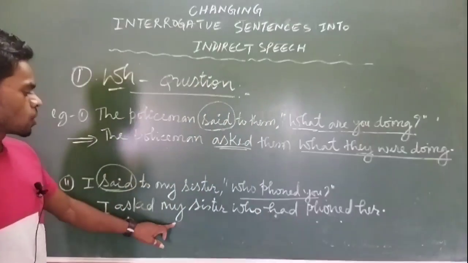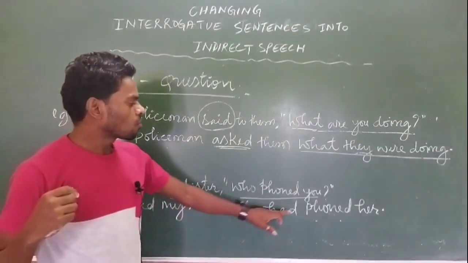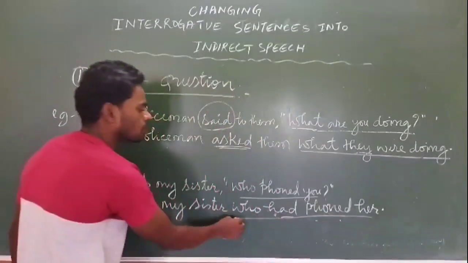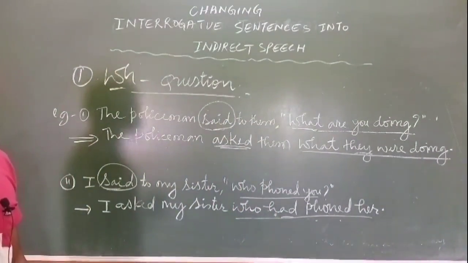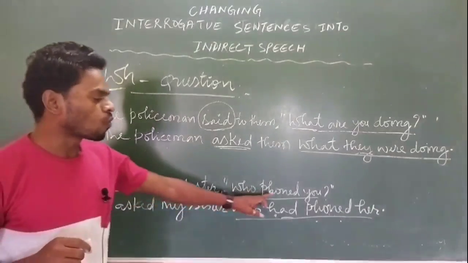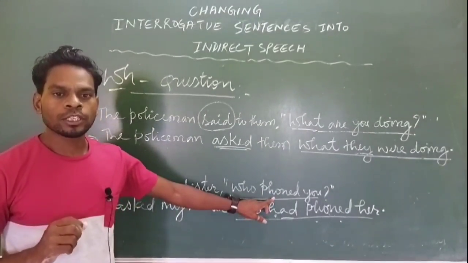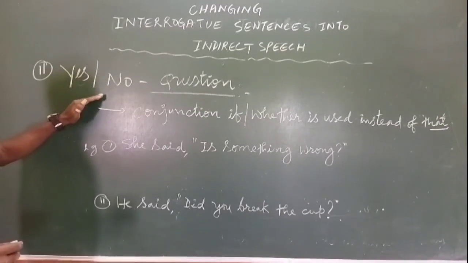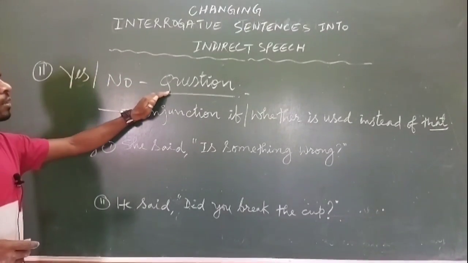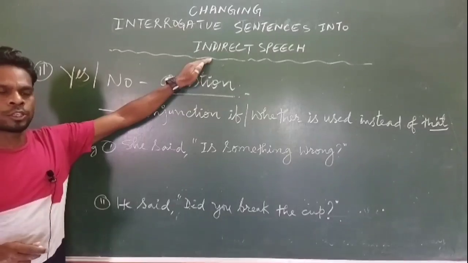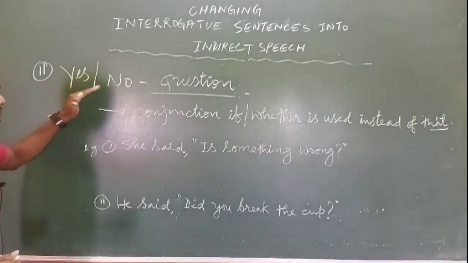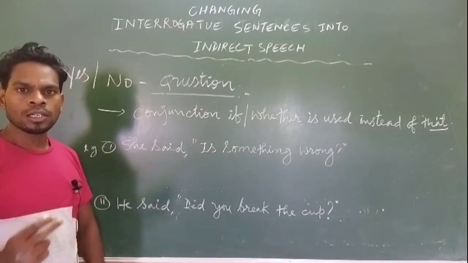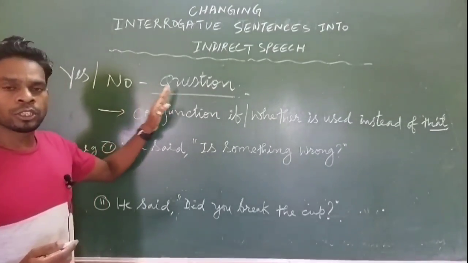Okay, so I asked my sister who had phoned her. So "who had phoned her" is a statement, and "who phoned you" is the WH question. Next we will see how we can change a yes-no question into indirect speech. To change a yes-no question into indirect speech, all the rules are similar to the WH question.